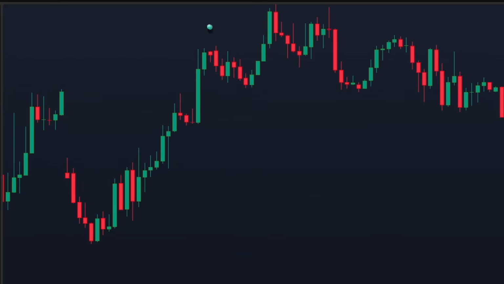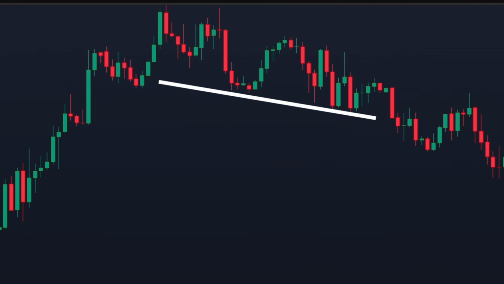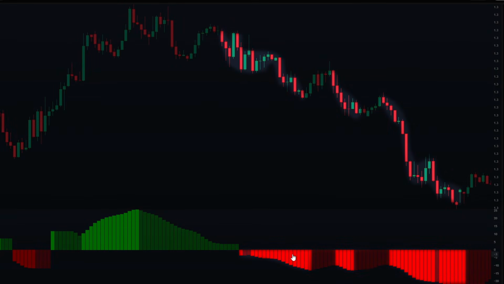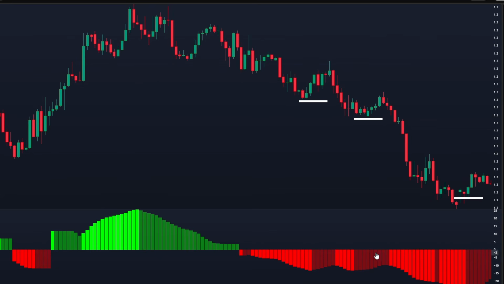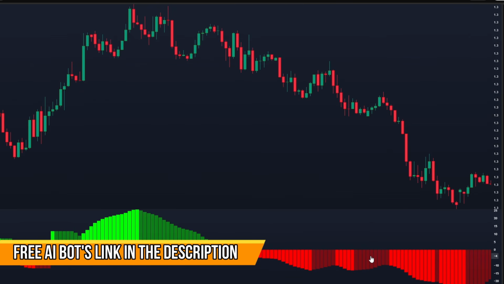Light green means momentum is building. Dark green means momentum is slowing down. Same thing on the bearish side. Light red means strong selling pressure. Dark red means weakness. So this one indicator alone already gives you trend direction and momentum behavior without the noise you usually get from MACD.